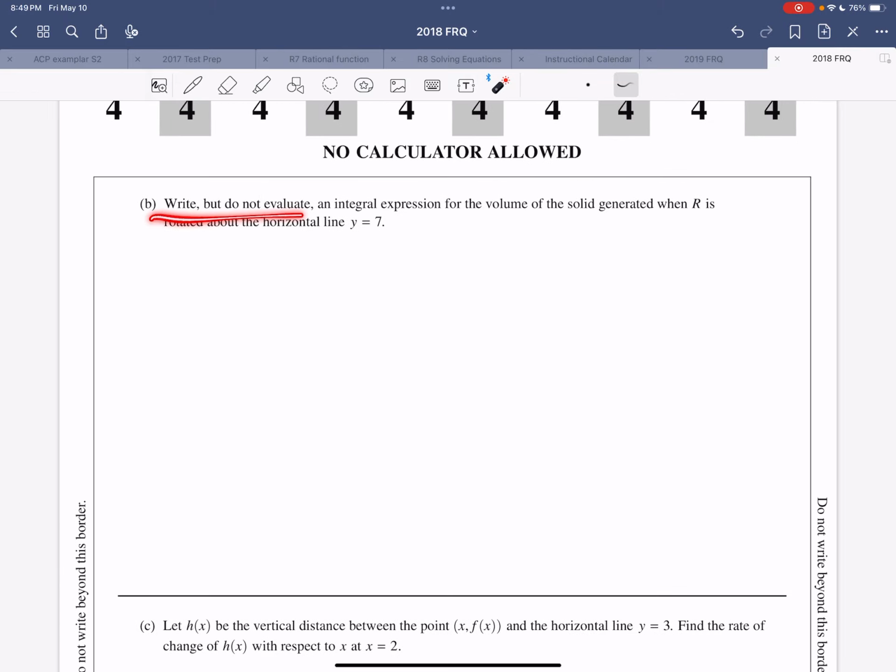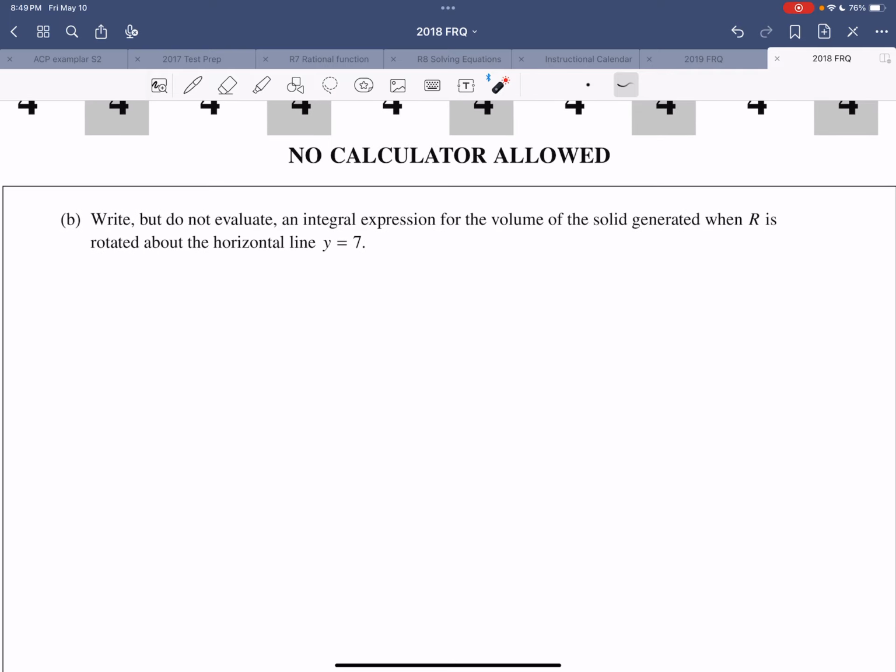So here, write but do not evaluate. So it's only setting up the equation. Integral expression of the volume of the solid generated by R, rotated about the horizontal line y equals 7. So I don't have to solve for x. So again, this one is going to be pi r squared, okay?